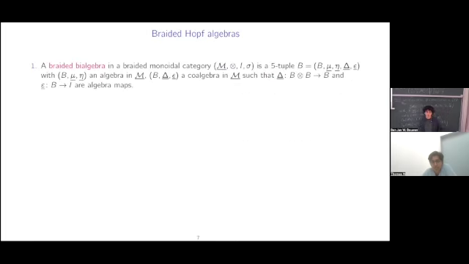So again, braided algebras: we have a braided bialgebra in a braided monoidal category to be a 5-tuple. So we have B, then we have a multiplication, a unit, a co-multiplication, and a co-unit. The first triple that you have here on the left is an algebra in M. The other one is a co-algebra, and you also want that the coproduct and the co-unit are algebra maps.